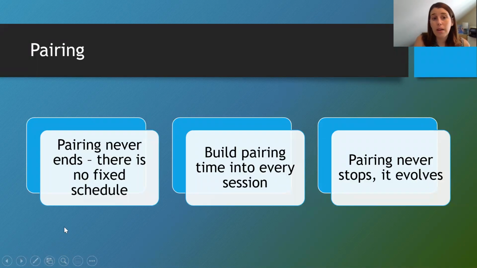Pairing never ends, but there is no fixed schedule. Research shows that pairing is very important, but there's no tried and true rule, like do it for 2 weeks or do it for 3 weeks. You have to measure your learner individually. You do want to build pairing time into every session.